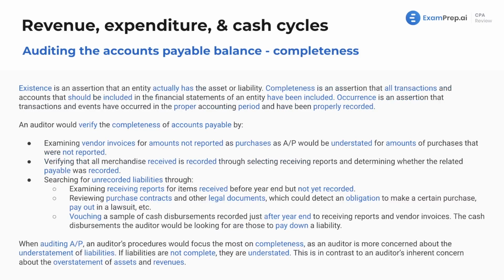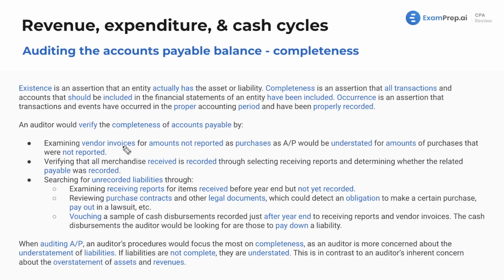Completeness. Let's talk about completeness for accounts payable. Obviously, you can see we've got a little bit more here. What are we going to do to verify the completeness of accounts payable? Well, we can examine vendor invoices for amounts not reported as purchases, as accounts payable would be understated for amounts of purchases that were not reported. We're going to look through those invoices, make sure they were actually accounted for.